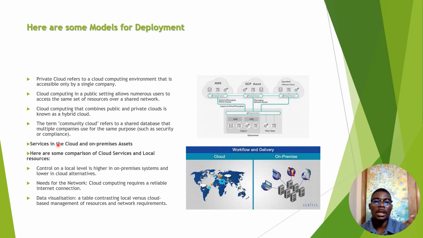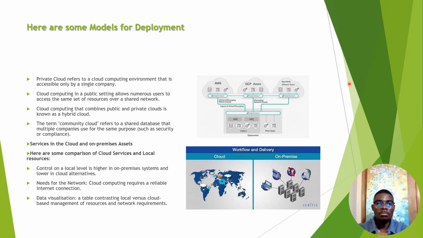The term community cloud refers to a shared infrastructure that multiple companies use, but for the same purpose. If you look at the diagram here, you see we have AWS, GCP, Azure, and the list goes on. So let us look at some of the services in the cloud and on-premise assets.